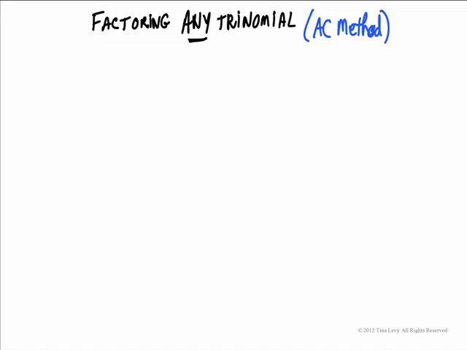We're now going to factor any trinomial. I have a special method I call the AC method. So for example, suppose I ask you to factor the trinomial x squared minus 20x plus 51.